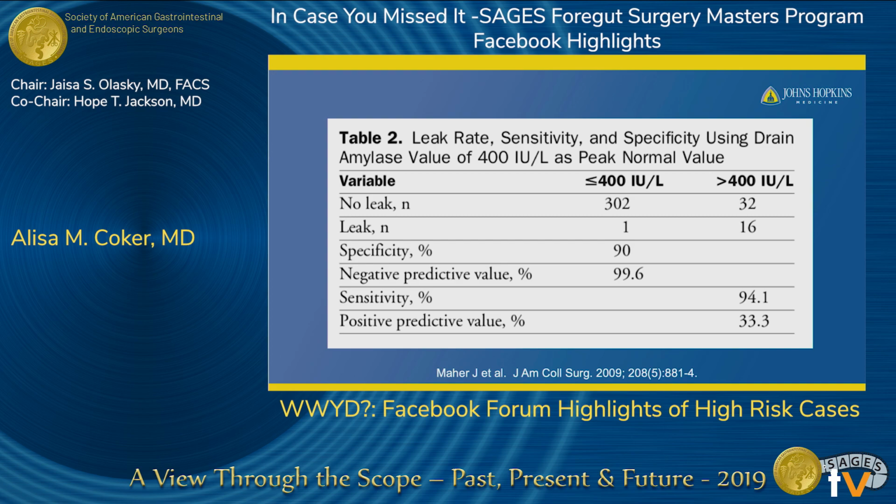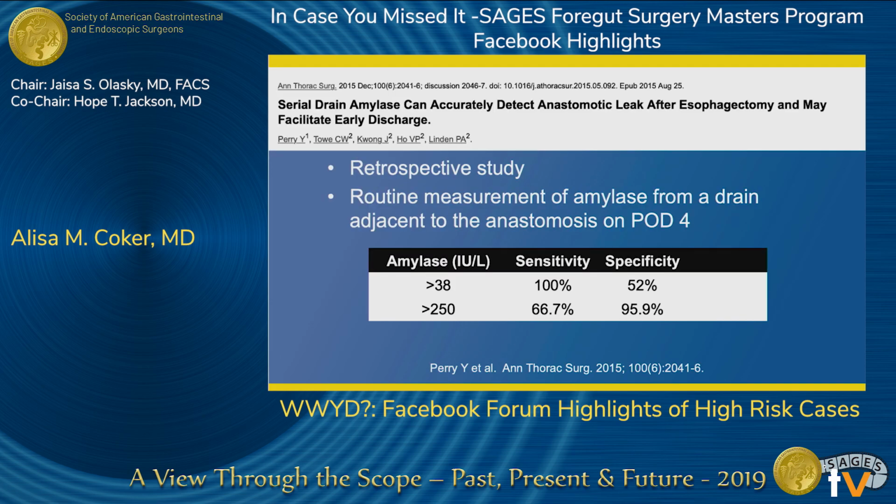Except for one patient, the leak patients all had drain amylase of over 400. Analysis revealed that a level less than this had a negative predictive value for a leak of 99.6%. A level over 400 was very sensitive but had a low predictive value for leak. Now, of course, that was for gastrojejunal anastomosis. They may be different for esophageal leak.